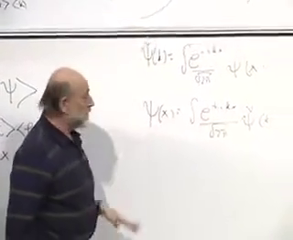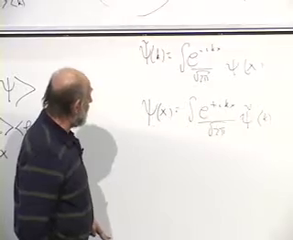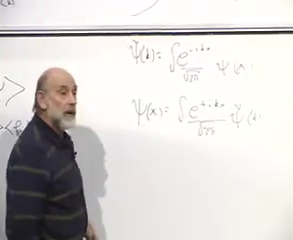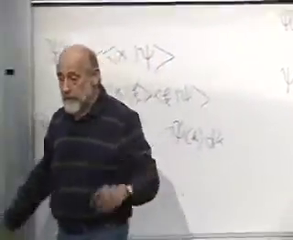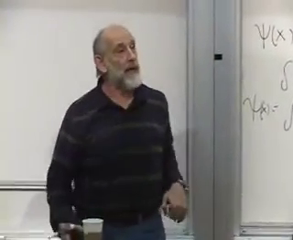Can K have negative values too? Can what have negative values? K. Absolutely. Absolutely. Momentum can be negative. Just means the particle's going in the negative direction.